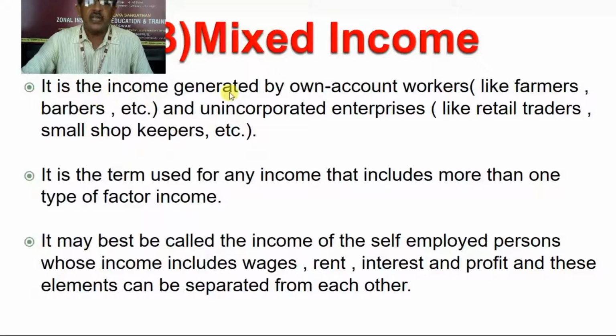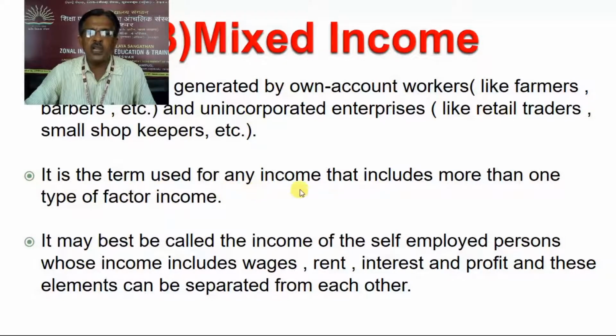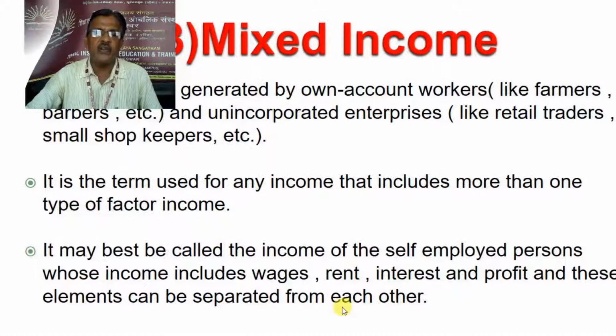It is the income generated by own account workers like farmers, barbers, etc., and unincorporated enterprises like retail traders, small shopkeepers, etc. It is the term used for any income that includes more than one type of factor. It may best be called the income of the self-employed persons, whose income includes wages, rent, interest, and profit, and these elements cannot be separated from each other.